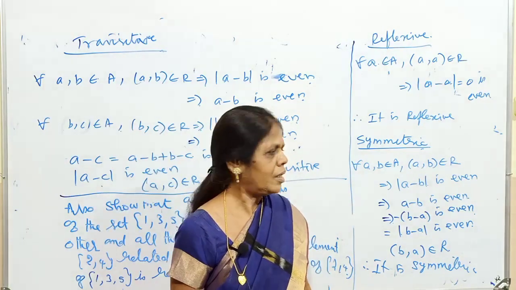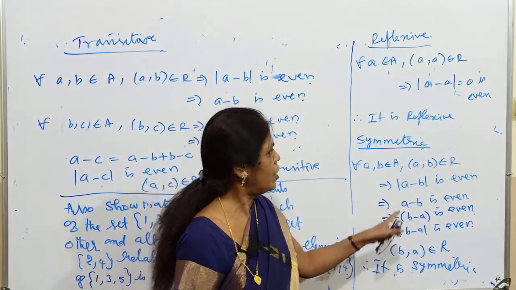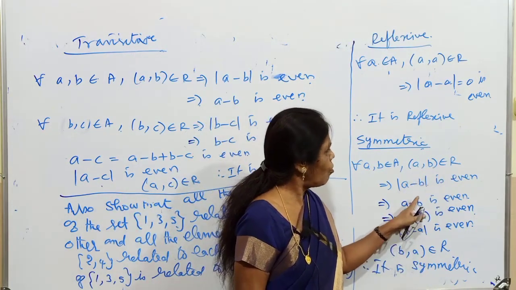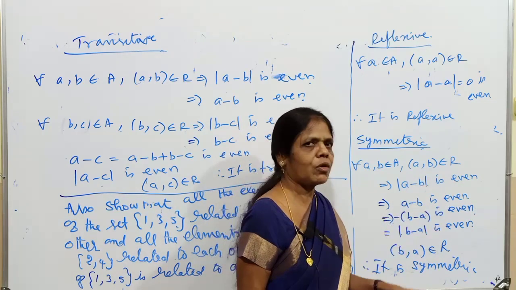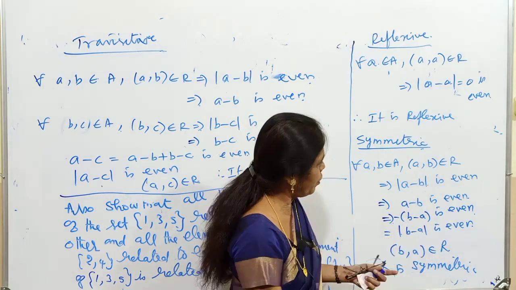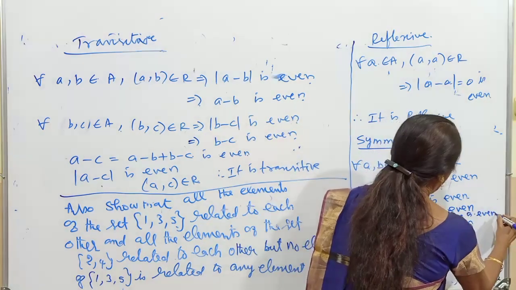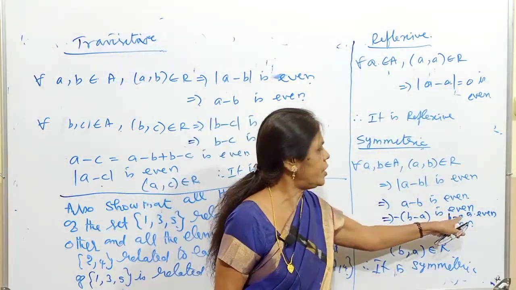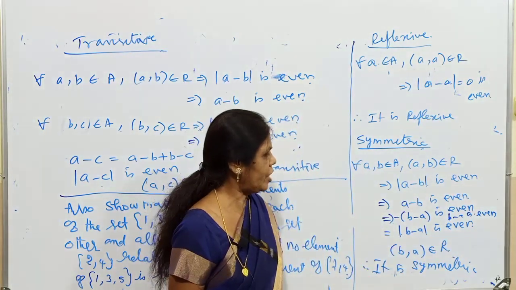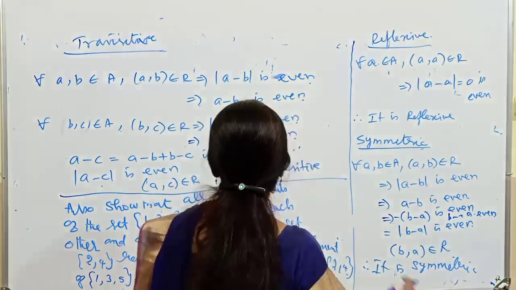Any doubt in this? I will give you time to note down symmetric. All of you understood this one? So A comma B belongs to R. Modulus of A minus B is even. So modulus of A minus B even means A minus B is also even. Then if you are taking minus out, this is even. So B minus A is even. Then directly you can say modulus of B minus A is even. So B comma A belongs to R. Therefore it is symmetric.